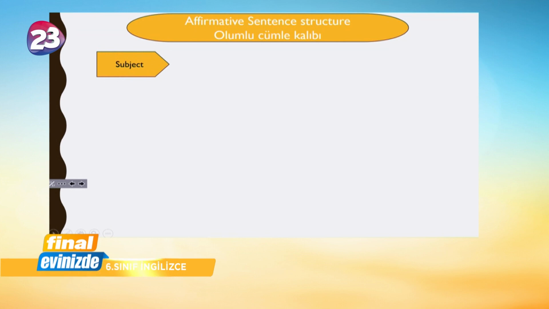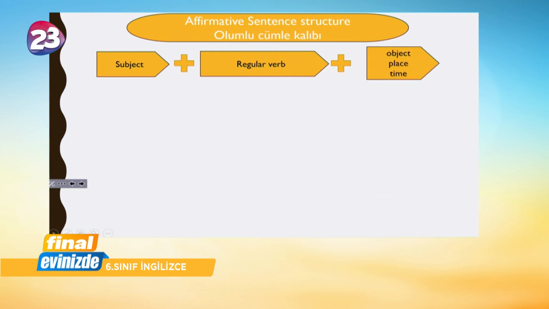Now, another affirmative sentence: subject plus regular verb, then object, place, or time. Okay, fine. Remember, the previous sentence was with an irregular verb. Now we've got a regular verb.